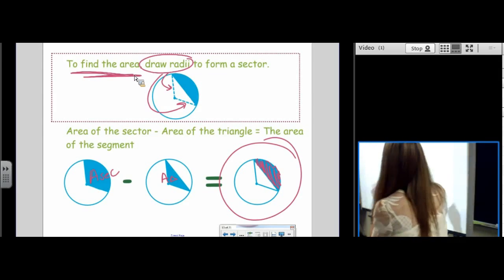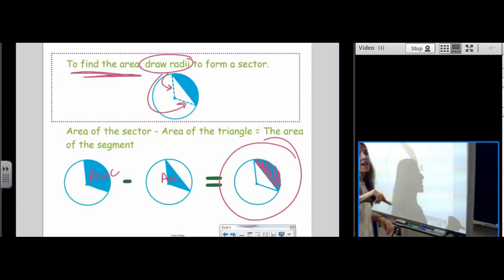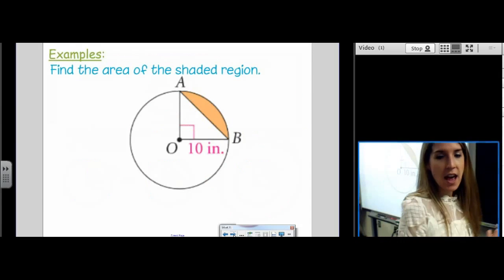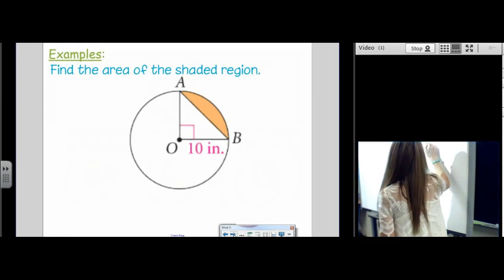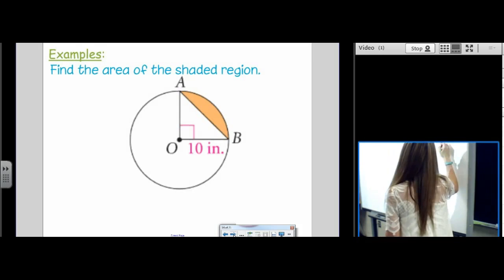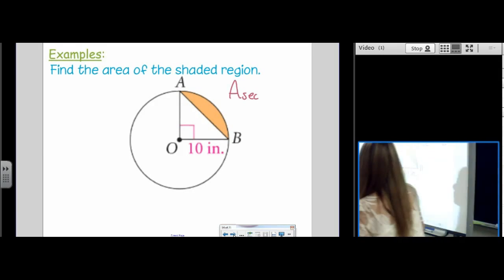Let's see if we can put this to use. Find the area of the shaded region. So we're going to find the area of that peach region, and the way that we're going to do that is we're going to find the area of the sector, and then we're going to take away the area of the triangle. So let's get started. Let's find the area of the sector.